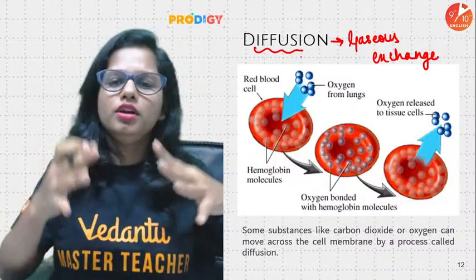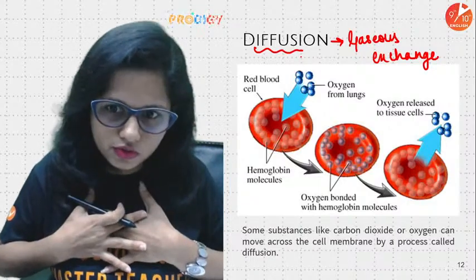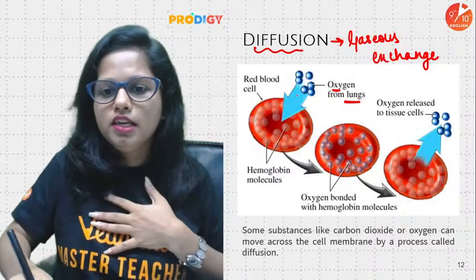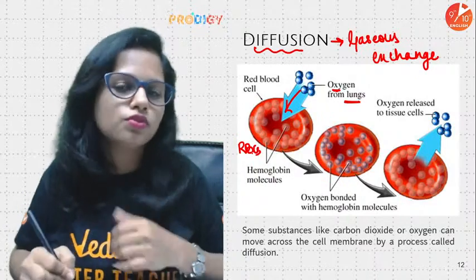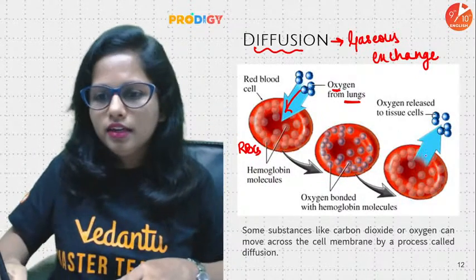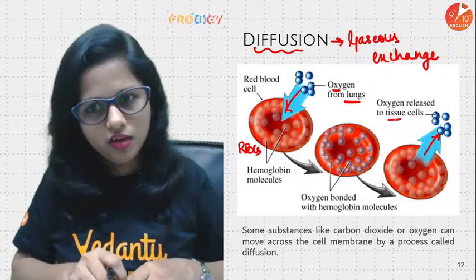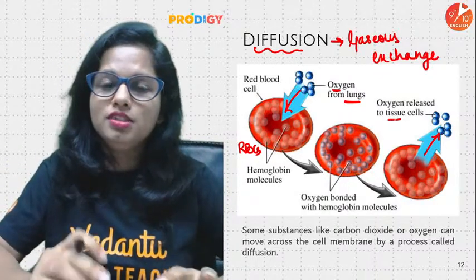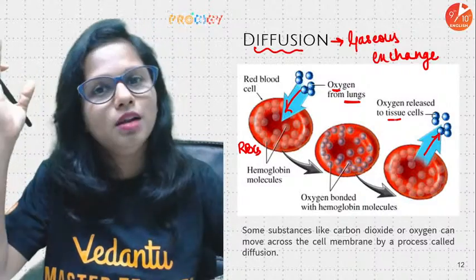Not only that, when we breathe in oxygen, it reaches our lungs. From our lungs, this oxygen is picked up by our red blood cells. Then this oxygen is delivered to each and every cell of the body. So this transportation of oxygen, this exchange of oxygen, also takes place with the help of diffusion.